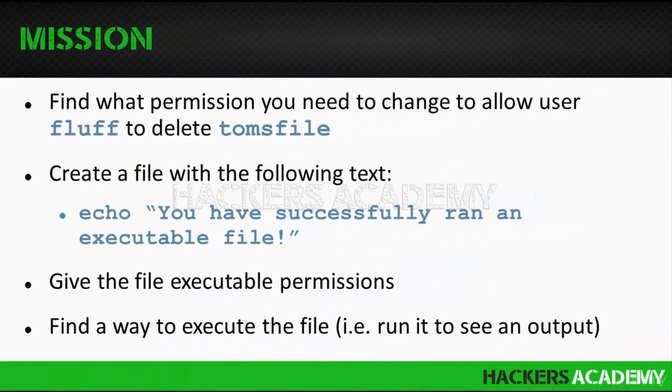Here's your mission for this section. If you've been following along with the exercise, remember how user Fluff failed to delete Tom's file? Find out what permission you need to change to allow Fluff to delete that file. Then I'd like you to create a file with the following text in it. Echo, open quote, you have successfully ran an executable file, exclamation and close quote. Using Nano, you can create this file and give the file executable permissions and then find a way to execute the file. In other words, run the file or execute it so you can see this line, you have successfully ran an executable file as output on your screen.